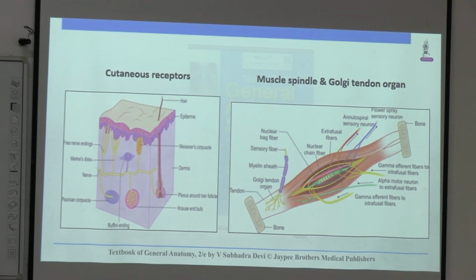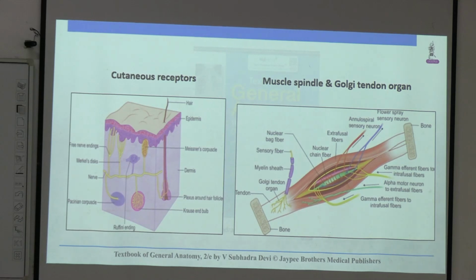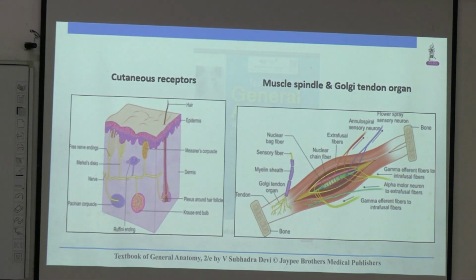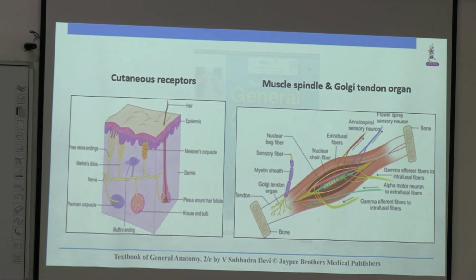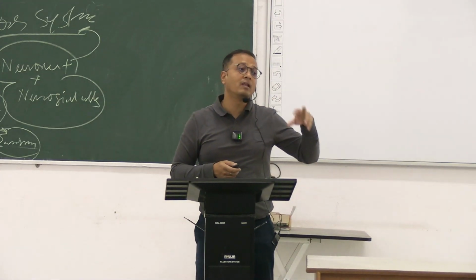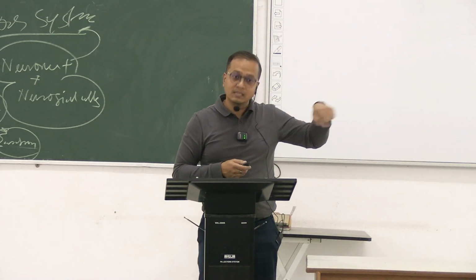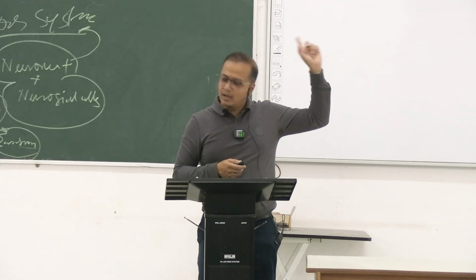If it is touch, they will pick up touch. If it is pain, they will pick up pain. If it is vibration, temperature, or something else, they will pick that up. So these receptors we call peripheral receptors. They receive the information and send it to the peripheral nerve.